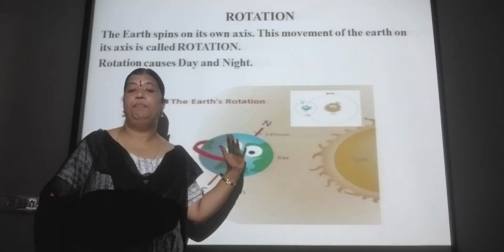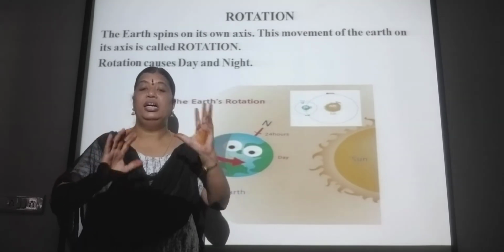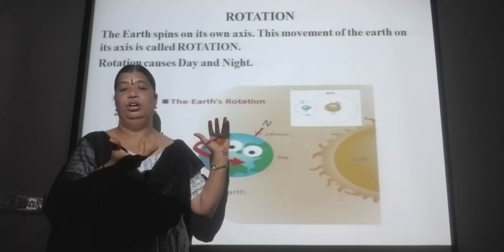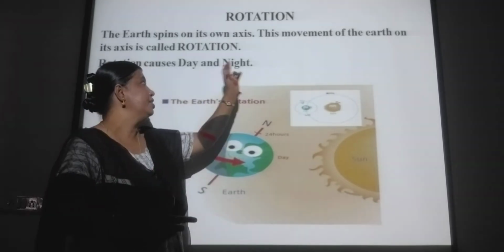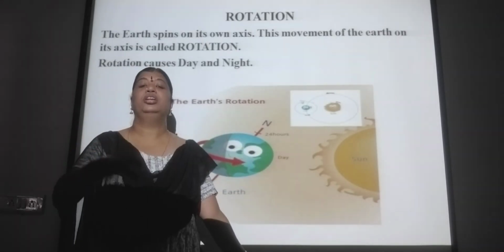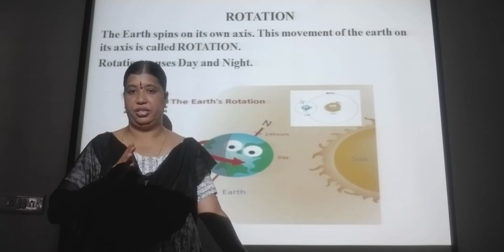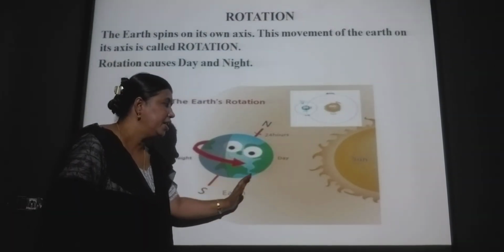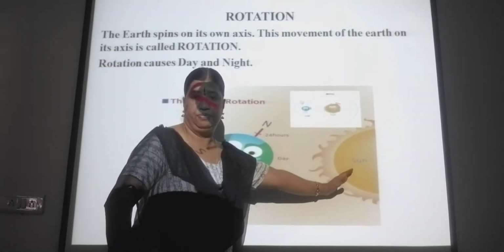Rotation, very important. Rotation means nothing but the earth is moving around itself. The movement of the earth around itself is called the rotation. Now this rotation is enabling us to cause day and night. Now how is it caused? See, earth is spherical in shape. It is round. Now here is the sun, right?